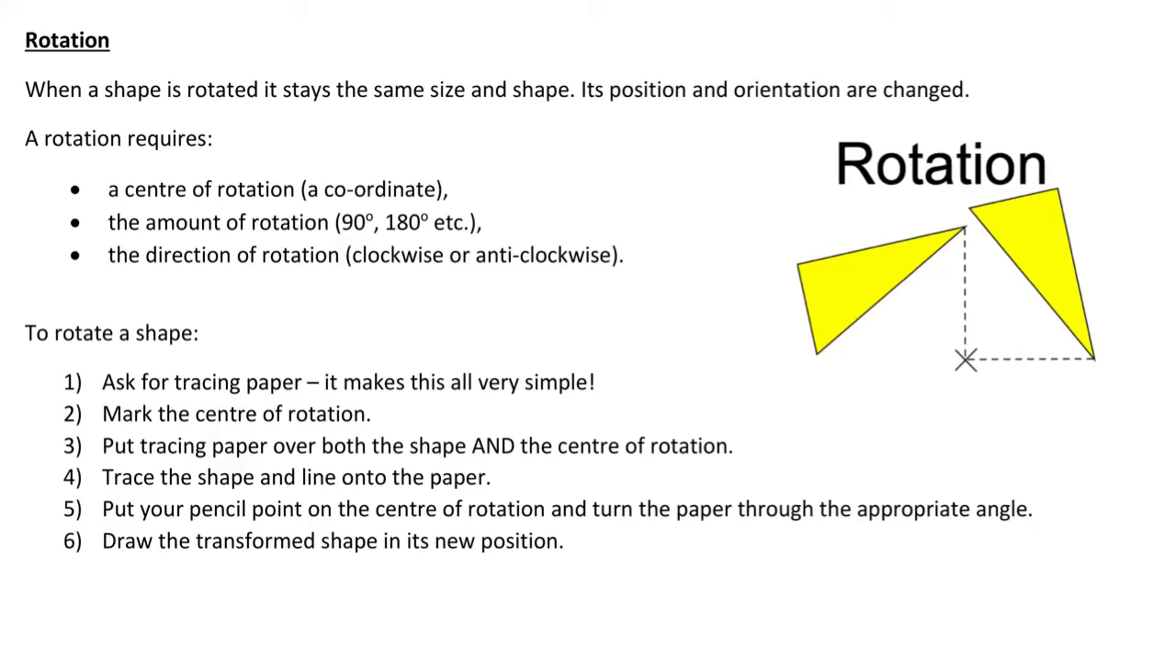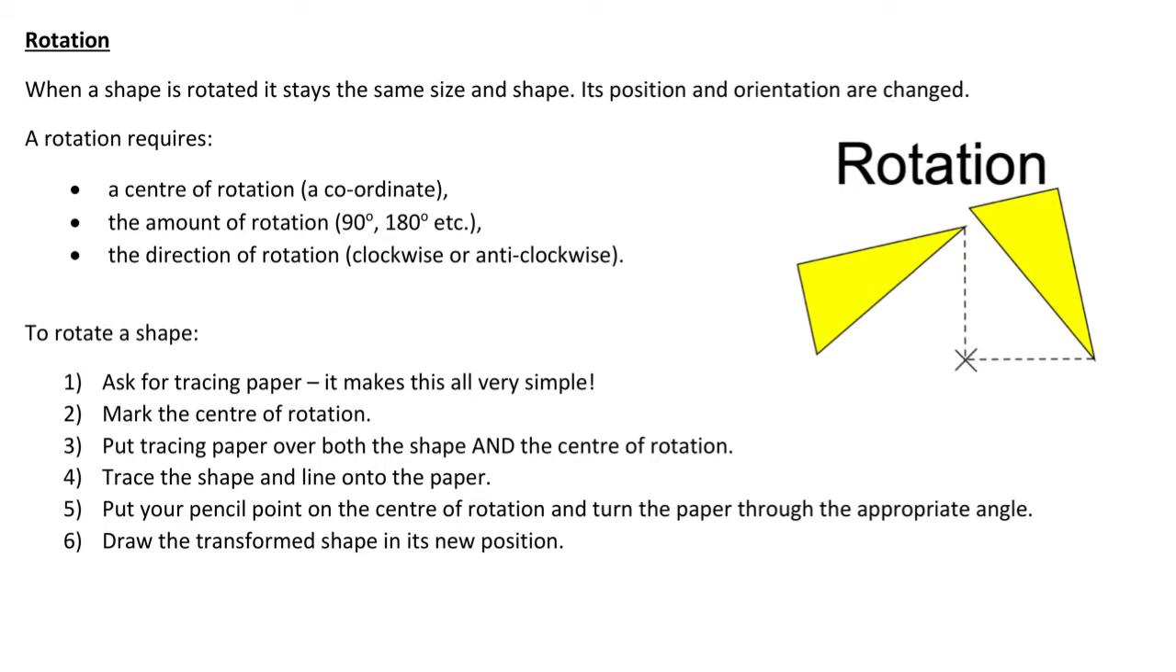In this video, we're going to look at rotations. When a shape is rotated, it stays the same shape and size. Its position and orientation are changed. A rotation requires three things: a centre of rotation, an amount of rotation, so an angle, so 90 degrees or 180, and a direction of rotation, either clockwise or anti-clockwise.